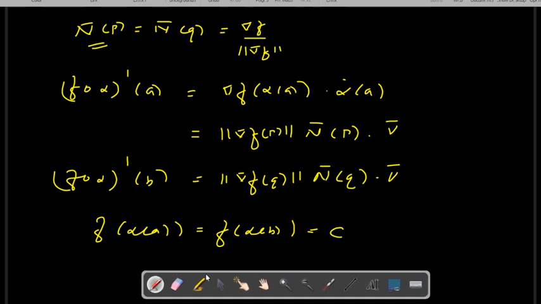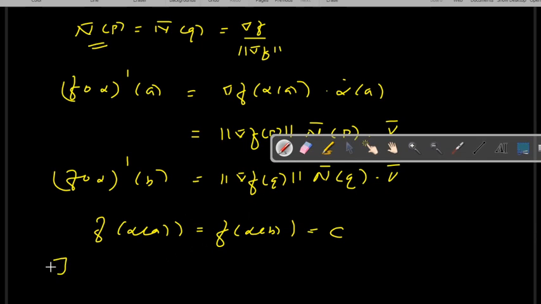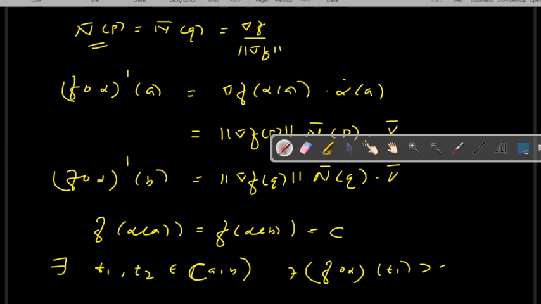And then by the intermediate value theorem, you can say there exist t1, t2 in the open interval (a, b) such that at one point it will be greater than 0 and at one point it will be less than 0, by this definition. So you can say that f∘α(t1) is greater than c, and f∘α(t2) is less than c, we can take.